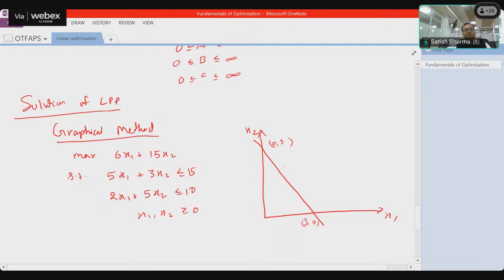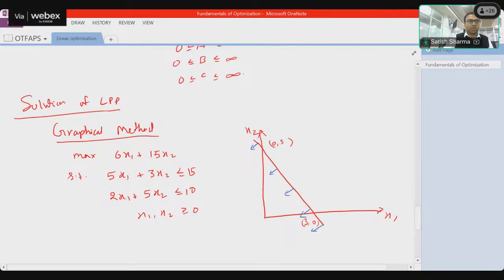This line represents the equality constraint 5x1 plus 3x2 equals 15, but the condition says that the solution space should be 5x1 plus 3x2 less than 15. So the solution space will be on this particular side. The condition is saying that the solution should be in this direction only. It cannot be beyond this particular line. So that is point number one.